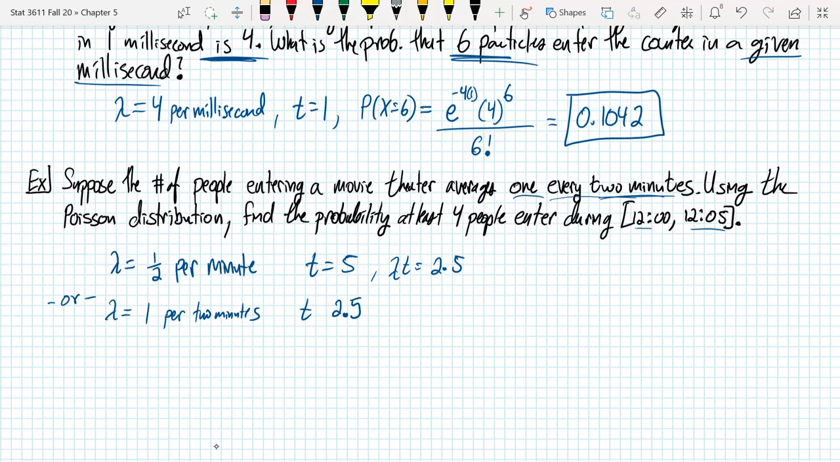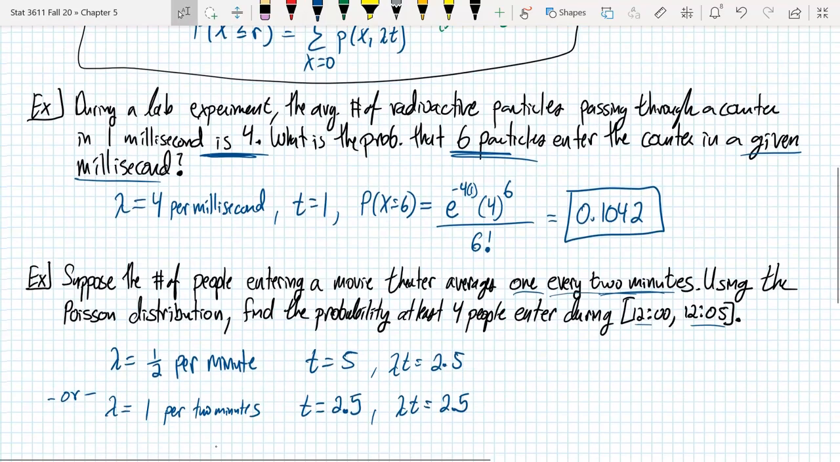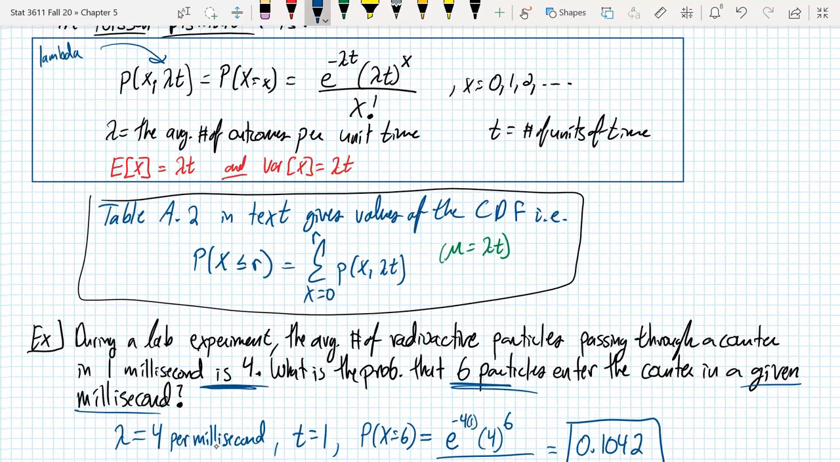I think it's a little bit awkward to do it this way because if you're thinking unit of time, it's nice for things to be like a 1, right? But there's nothing wrong with your units being 2 minutes as long as you adjust t appropriately. It's 2.5 2-minute time intervals. Either way, lambda t, 1 times 2.5, is still 2.5. And so when we plug this into our Poisson distribution, lambda t is still going to be 2.5 everywhere.